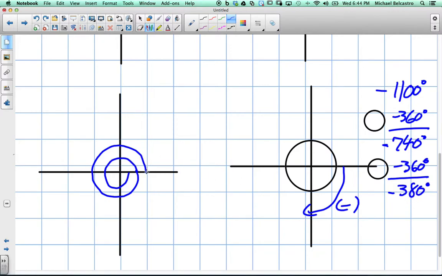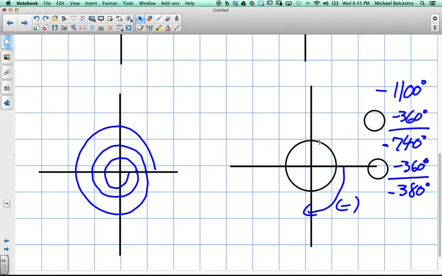Well, 360 again falls in there. So I do another rotation all the way around. Same idea. We take away 360. How much do you think will be left? How much more do we have to go? 20 degrees, or negative 20 degrees in that direction.